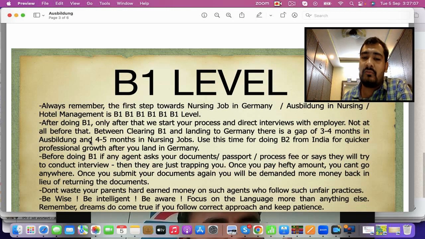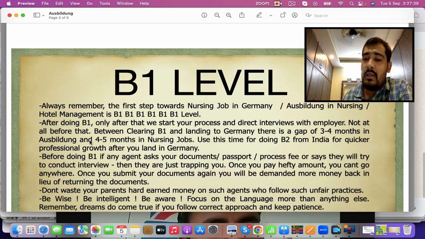We know the relevance of the language more than any consultant who has no experience of language or of teaching the language, because we are entrepreneurs at the second level. First of all, we are a language school, right? So it's our part to make you aware of the language. So please don't fall into that trap where your consultant says that your file will get processed late, there will be a lot of gap. There's nothing like that. It's barely 3 to 4 months of gap in Ausbildung and 4 to 5 months of gap in nursing jobs.